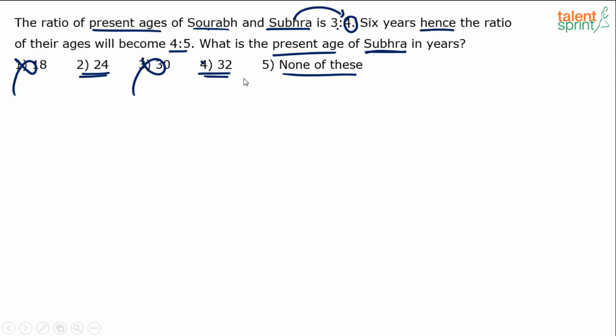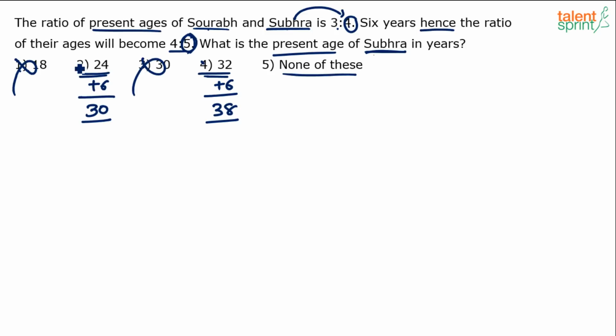Fine. Now, how do you decide which of these two is correct? Check one more condition. What is the other condition? 6 years hence. We know that 6 years hence, the ratio of their ages will become 4:5. Which means if I add 6 years to Shubhra's present age, it should become a multiple of 5. Option 1 and option 3 are already eliminated. Only 2 and 4 are left out. So add 6 years to option 2 and add 6 years to option 4. So 24 plus 6, 30. 32 plus 6, 38. See, you don't have to write this on paper. I'm just, for the sake of explanation, putting it here.